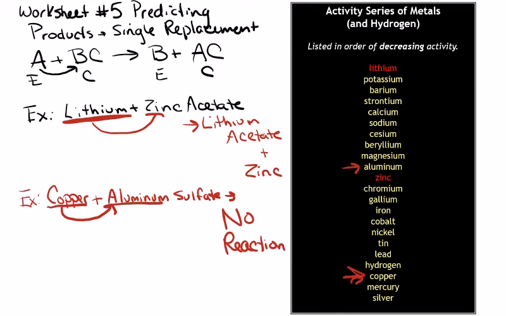Anytime you have a metal that's trying to replace another metal in the compound, and the metal like copper is less reactive, no reaction will occur, and that is what you are going to write on your worksheet if you run into one of those types of problems.